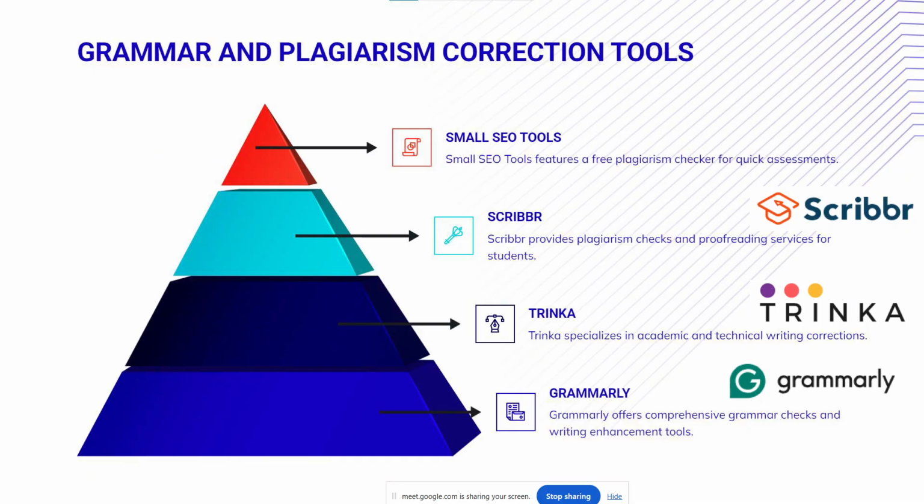Right now, writing the research part is very easy due to all these open source tools. For grammar and plagiarism, I usually recommend Small SEO Tools. It's an open source site. You are allowed to do a plagiarism check up to 1,000 words for free. Scribbr, Trinka, and Grammarly are all subscription based tools, so you cannot access them for free.